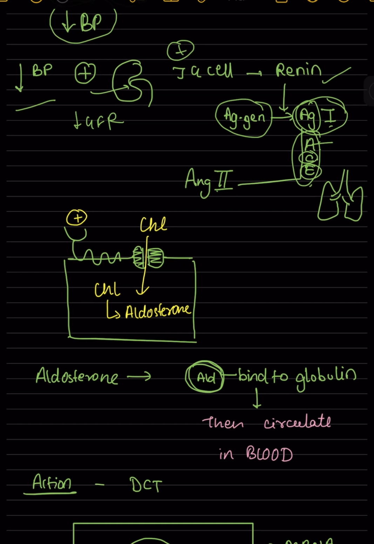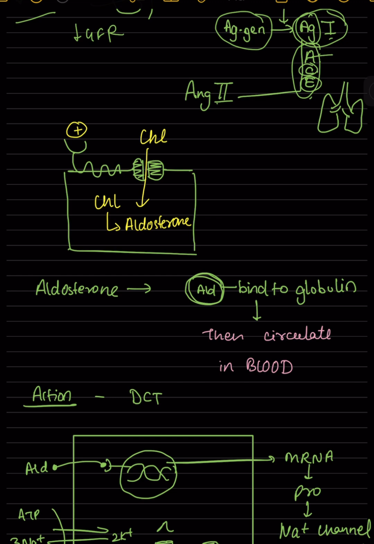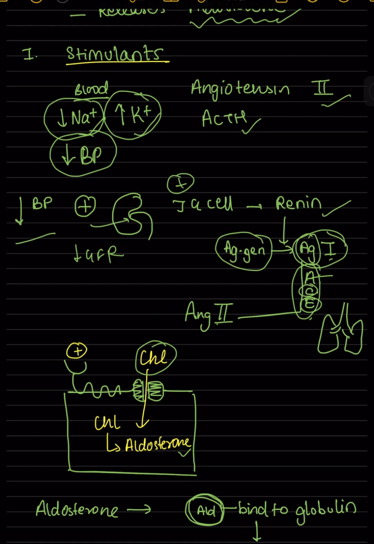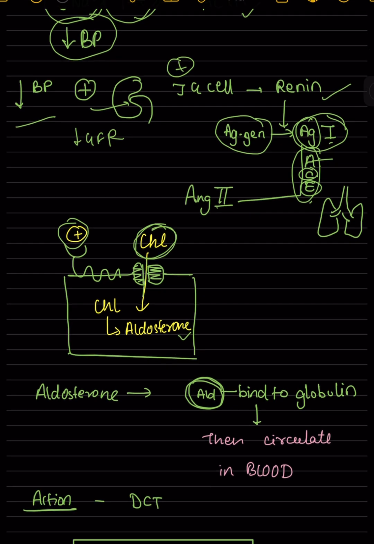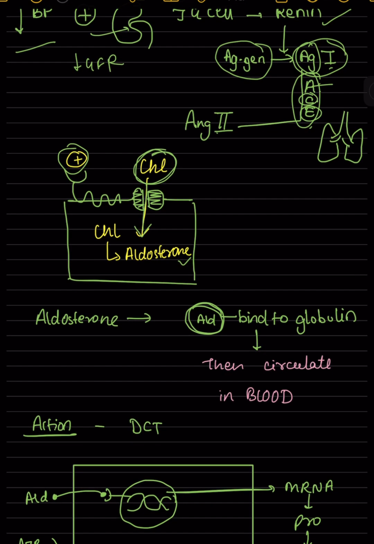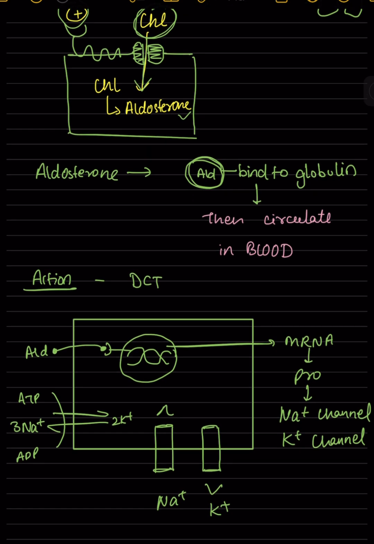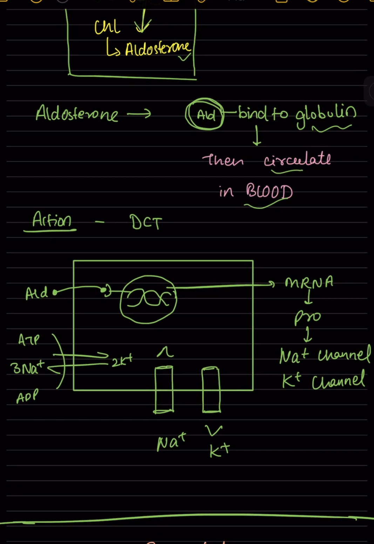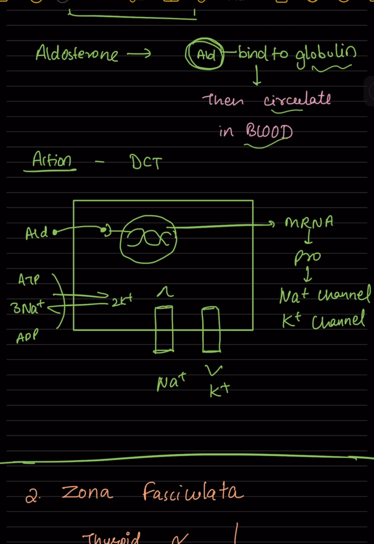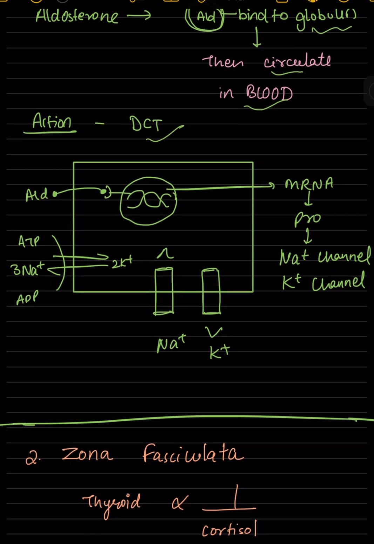Aldosterone is synthesized from cholesterol. What all these stimulants do is let cholesterol enter the cells of the cortex. Aldosterone binds to globulin and then circulates in the blood. Action of aldosterone: it works on the DCT. Aldosterone works only and only on the DCT.